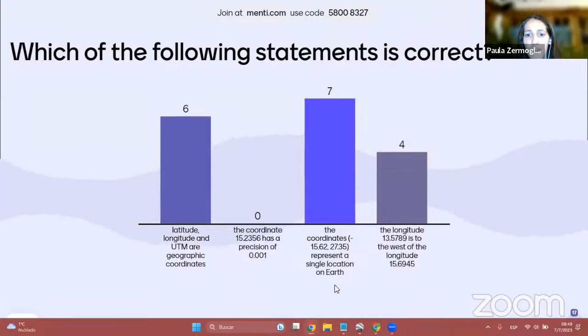Let's move to the third statement, which is the coordinates given here, which is a pair of coordinates that we can assume is latitude and longitude, represent a single location on Earth. This was the most voted option, but is incorrect. And I would like to invite any of the people or anyone really to tell us why this statement is incorrect. Why this pair of coordinates do not represent a single location on Earth.